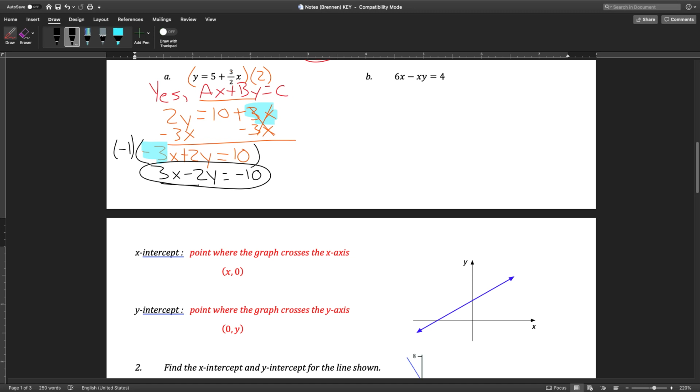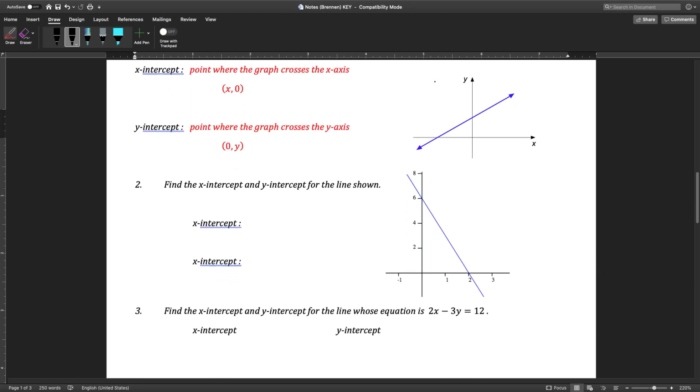Now taking a look at 1b, I've got 6x minus xy is equal to 4. This is not linear. This is not linear because we multiply variables.